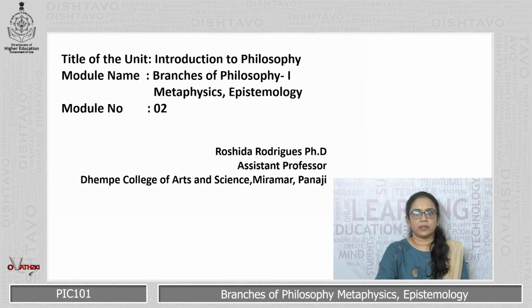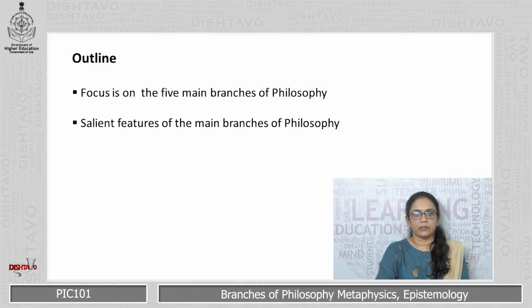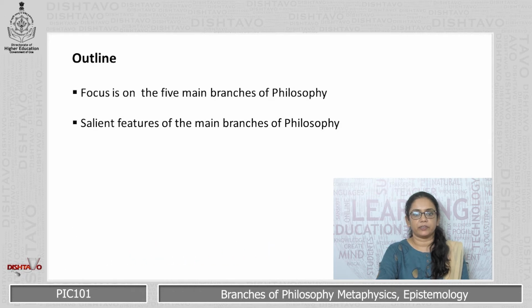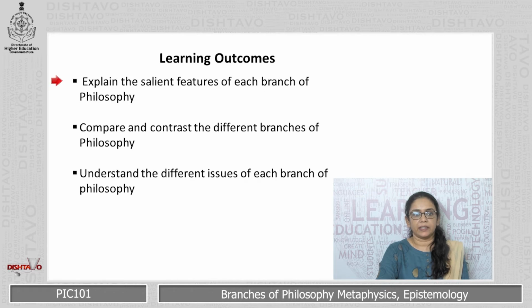Welcome students. In this module, we are going to discuss branches of philosophy. Now, coming to the outline, we will focus on the 5 main branches of philosophy, and we are going to look into the salient features of these main branches. At the end of the module, you will be able to explain the salient features of each branch of philosophy, compare and contrast the different branches of philosophy, and understand the different issues of each branch of philosophy.